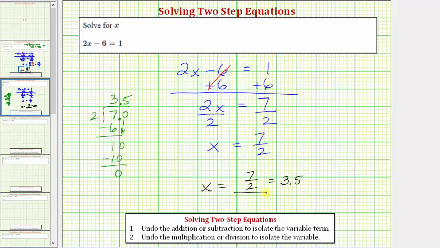But what we should never do is convert a fraction into a decimal and then round, because by rounding, we would not be given the exact solution.